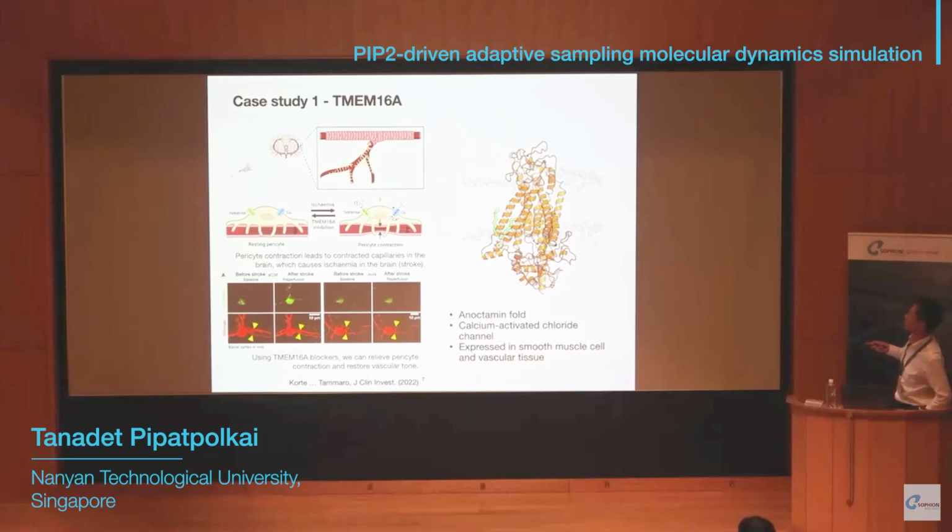Now, if you have a pore blocker such as Ani9, you can see here that after a stroke, the blood vessel does not contract anymore. So you can target this ion channel and therefore use it to treat stroke. And that's what we are interested in.